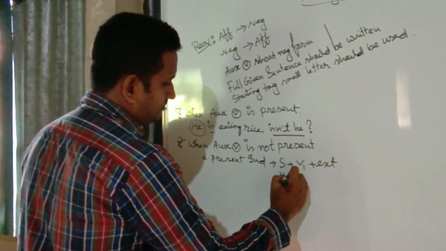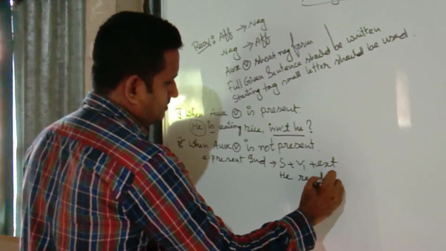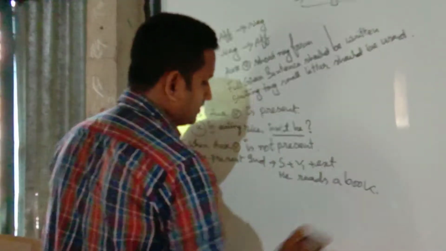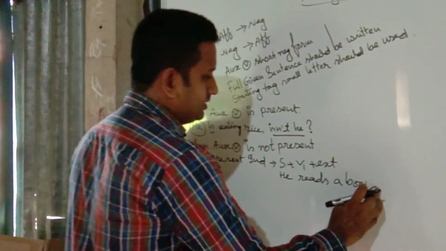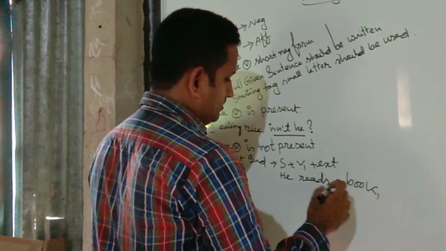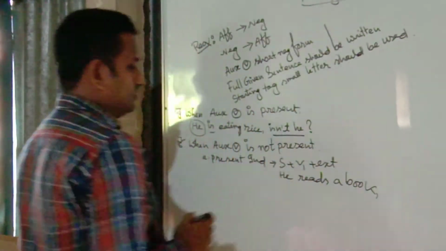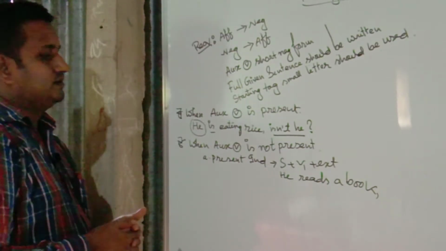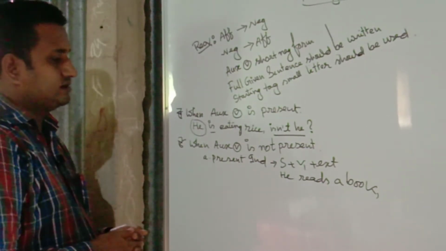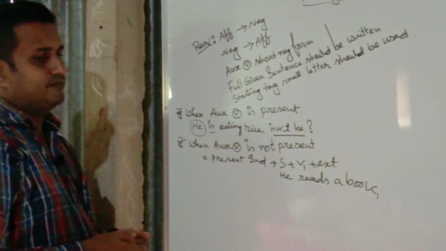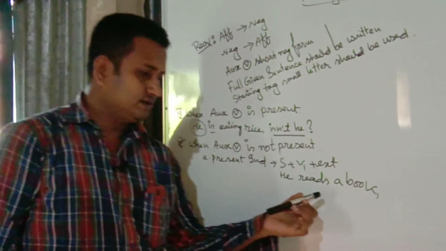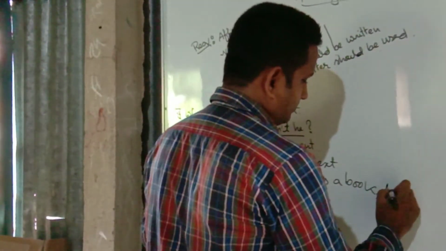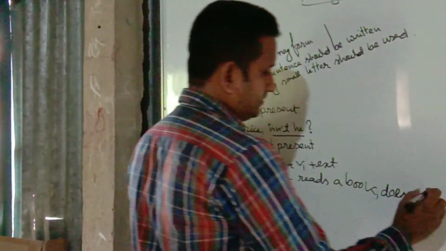He reads a book. This is a question. So I have to remove the full stop and put a comma. There is no auxiliary verb. So when there is no auxiliary verb in the present indefinite tense, we have to bring do or does. When the verb has s or es, then we have to use does. Does he.